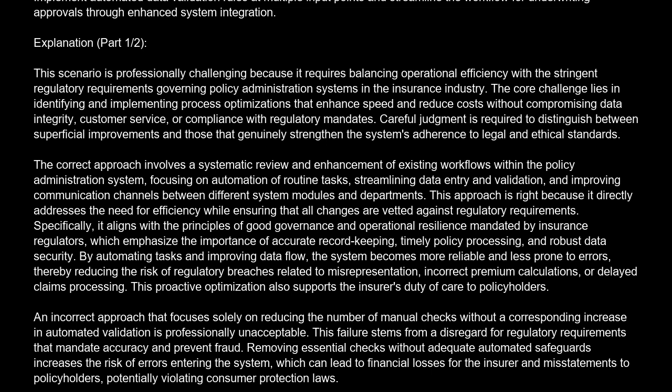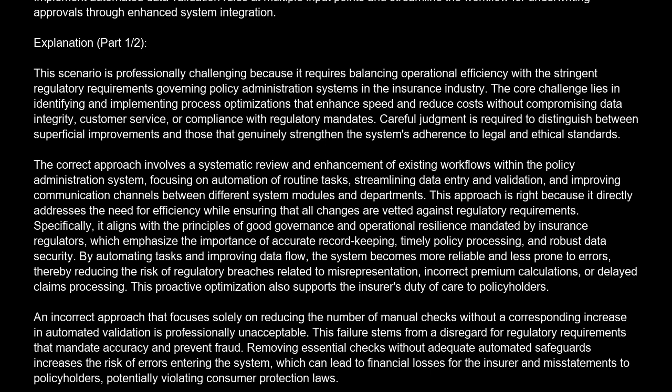This approach is right because it directly addresses the need for efficiency while ensuring that all changes are vetted against regulatory requirements. Specifically, it aligns with the principles of good governance and operational resilience mandated by insurance regulators, which emphasize the importance of accurate record keeping, timely policy processing, and robust data security. By automating tasks and improving data flow, the system becomes more reliable and less prone to errors, thereby reducing the risk of regulatory breaches related to misrepresentation, incorrect premium calculations, or delayed claims processing. This proactive optimization also supports the insurer's duty of care to policyholders.